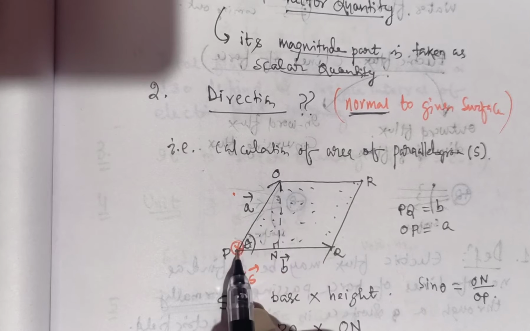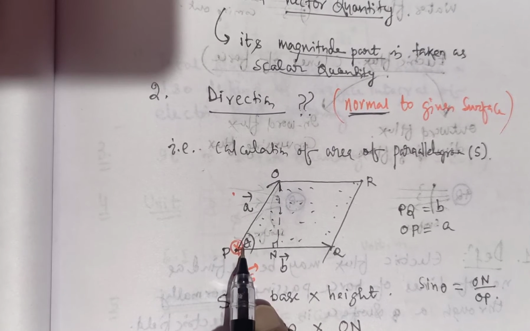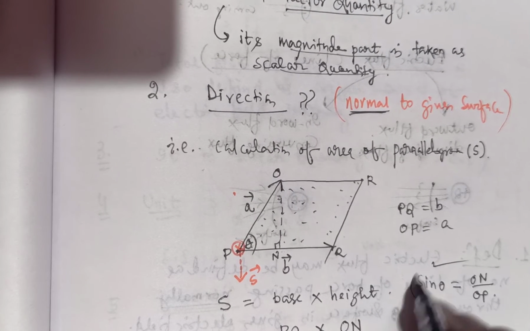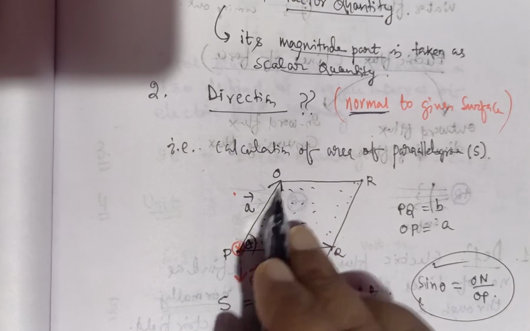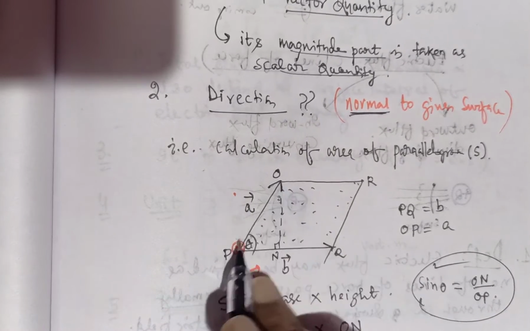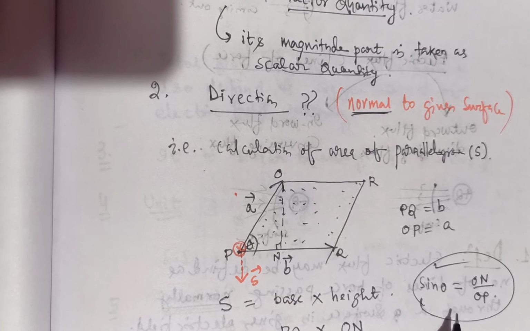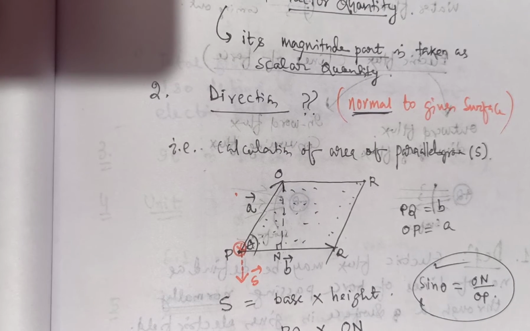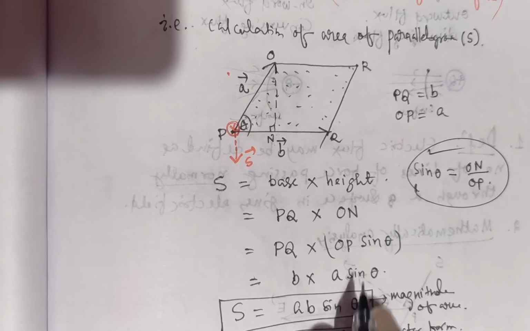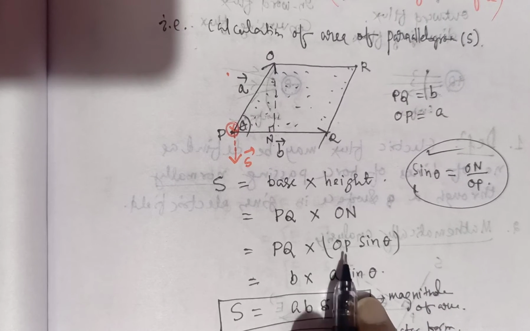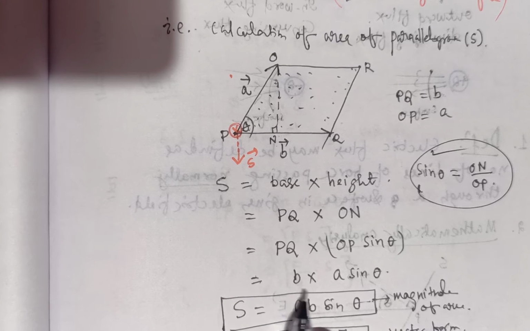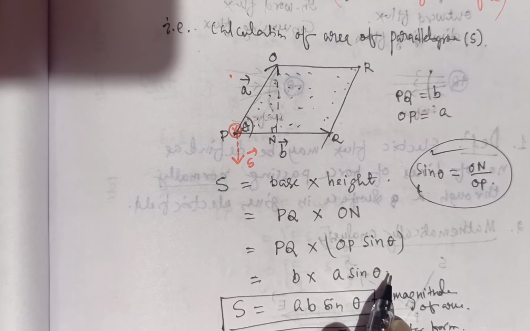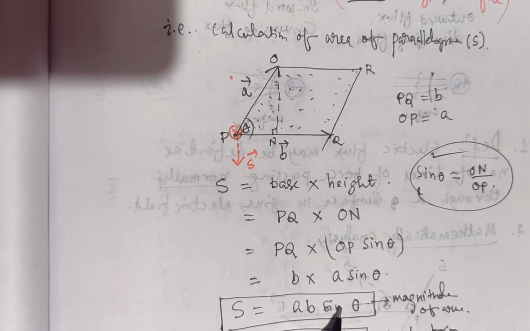Now we see this right angle triangle. From this right angle triangle we can say that sin theta is equal to ON by OP. Sin theta is equal to P by H, that is ON by OP. So ON is OP sin theta, and the value of OP is A. So the area of the given parallelogram is BA sin theta, or you can also say AB sin theta.